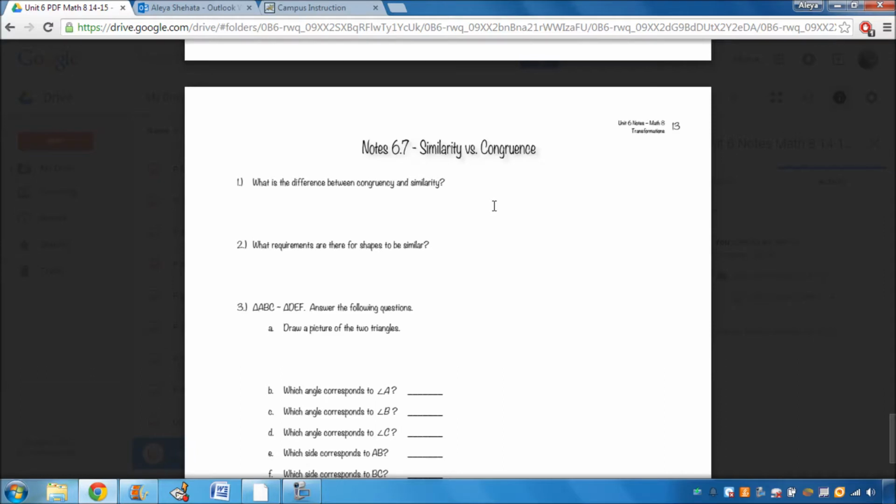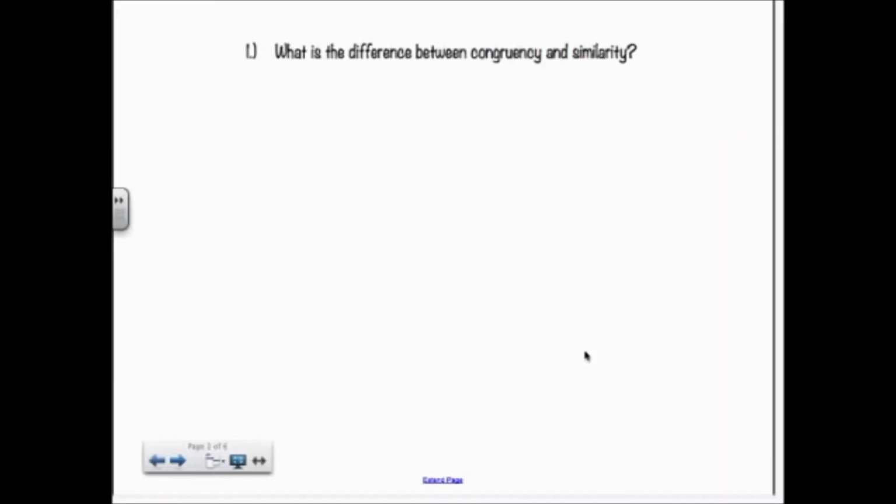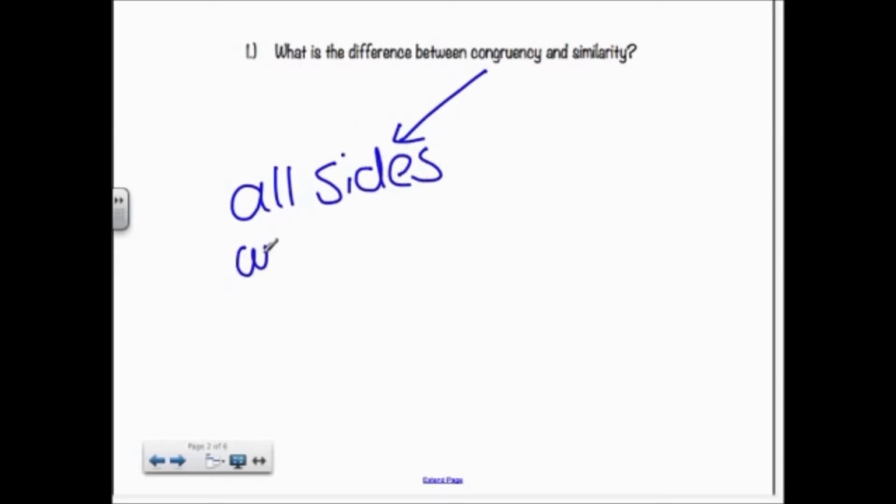Notes 6.7 are on similarity versus congruence. We should talk about the difference between congruency and similarity. If two things are congruent, it means that they are the same size and the same shape. And the key piece right here is that all sides and all angles are congruent, are the same, are equal. So all sides and all angles are equal.